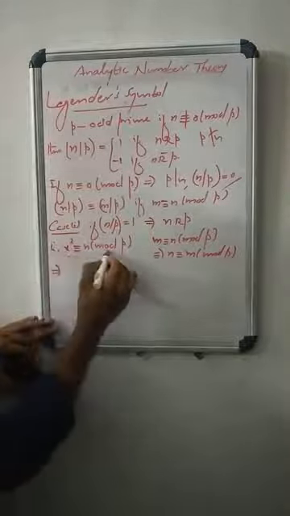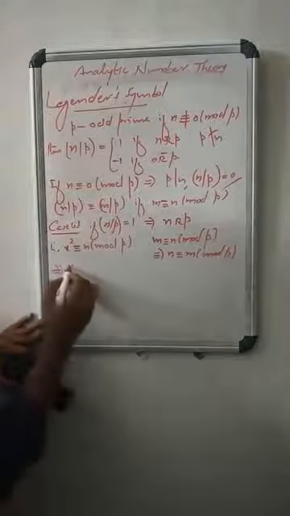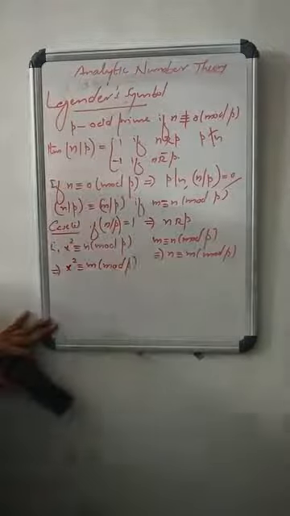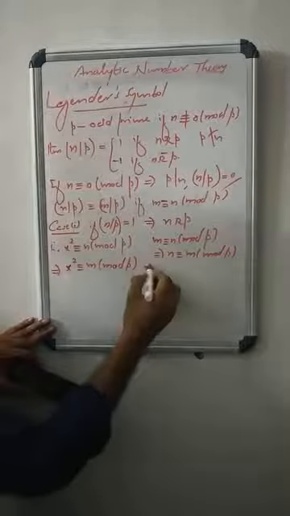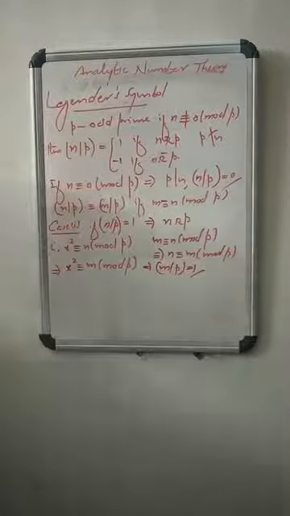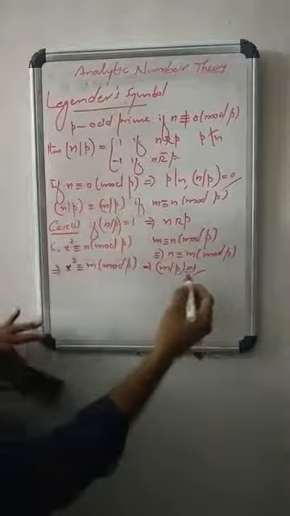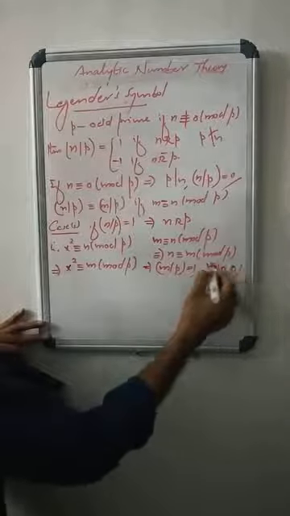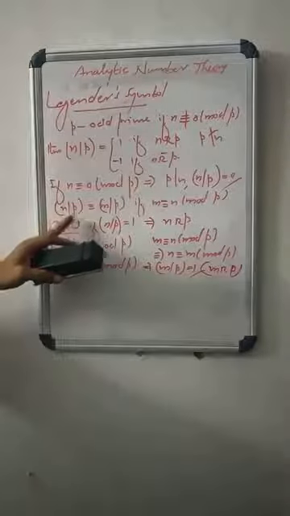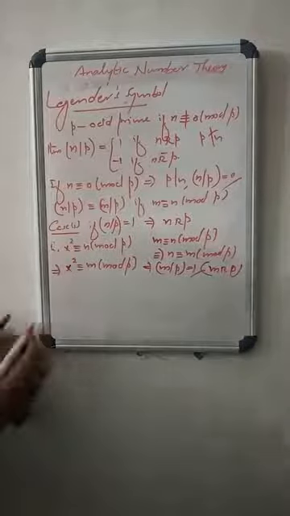So x² ≡ n mod p and n ≡ m mod p, that means x² ≡ m mod p. The congruence x² ≡ m mod p has a solution, that means (m/p) equals 1. It is a quadratic residue, so (m/p) equals 1. So when (n/p) equals 1, then (n/p) equals (m/p) if m ≡ n mod p.